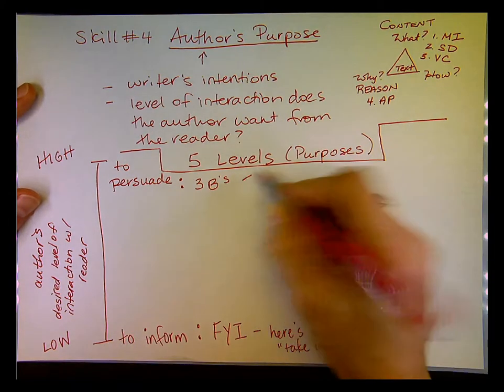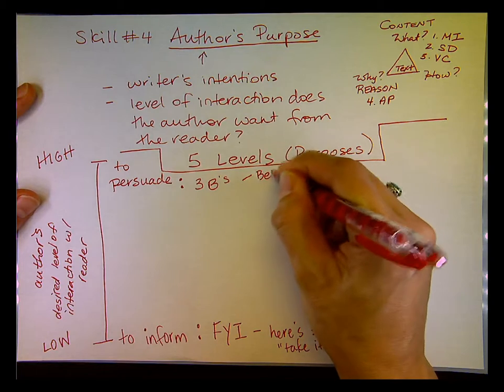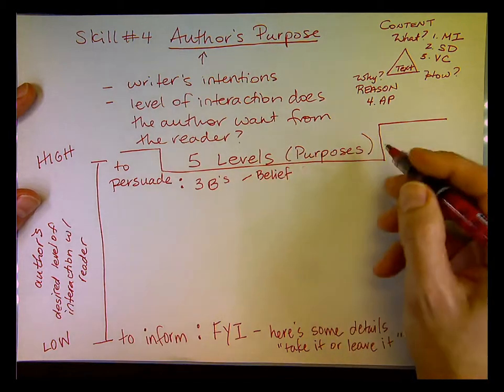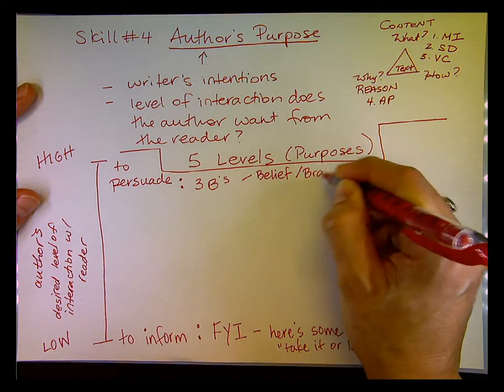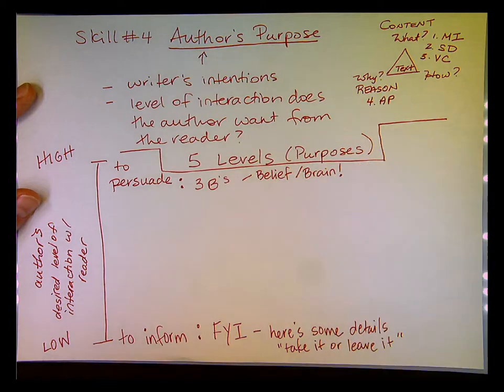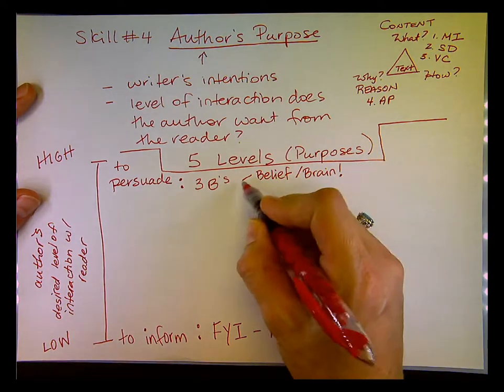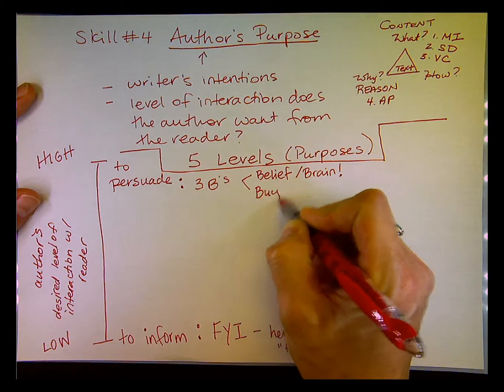Oops, paper needs to stick. All right, so we're talking about the highest level of interaction. So we've got to persuade. The 3 B's. Why do I use B's? Well, because they want your belief. Okay? In other words, they want your brain.